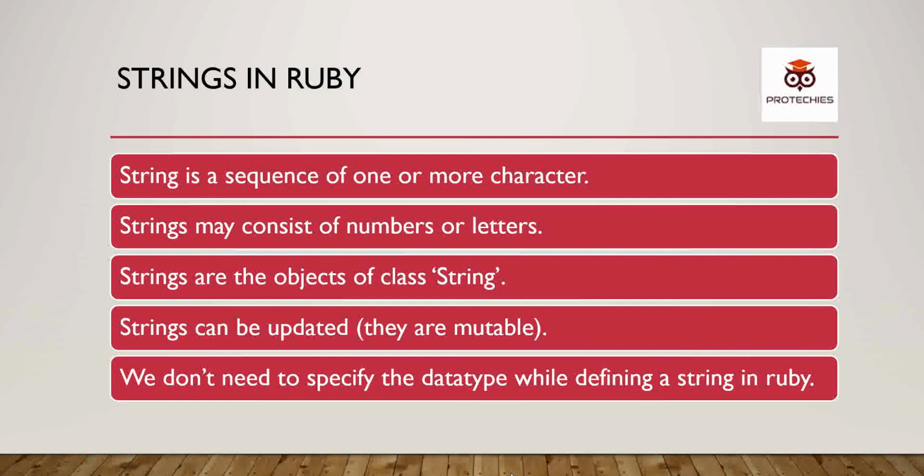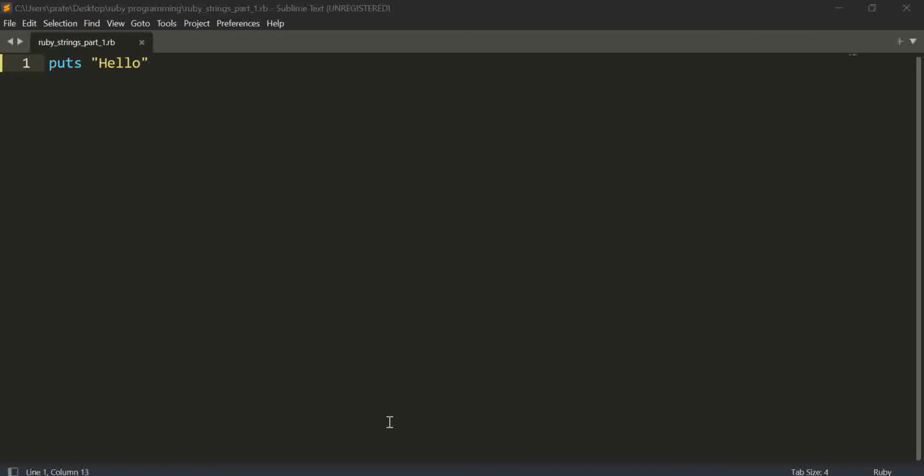Let's see practically what strings are. So now I am in Sublime, and my file name is ruby_strings_part_1. The reason I named this video part 1 of strings is that in this video we are just going to understand how to define a string and what strings are. In the next video we will see what we can do with strings and how we can access the elements of a string. And then further we will also be solving problems.